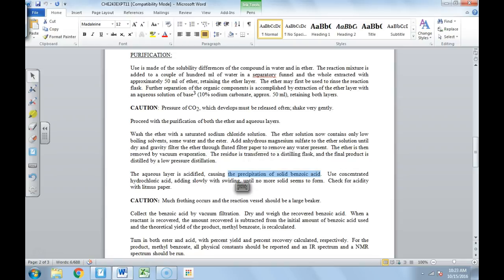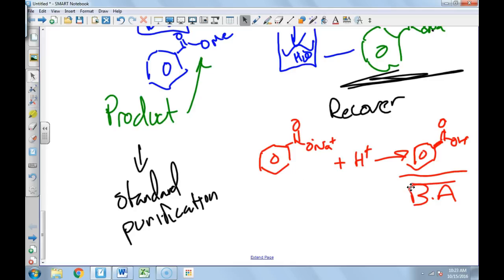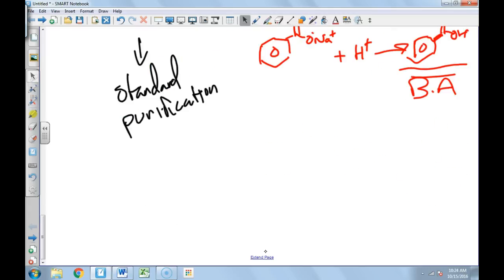So you're going to use the concentrated sulfuric or hydrochloric acid to regenerate the benzoic acid, and you're going to see it precipitate out of the solution. Then, how do you always isolate a solid? Well, eventually you're going to filter it using a Buchner funnel, right? Isn't that what we always do?